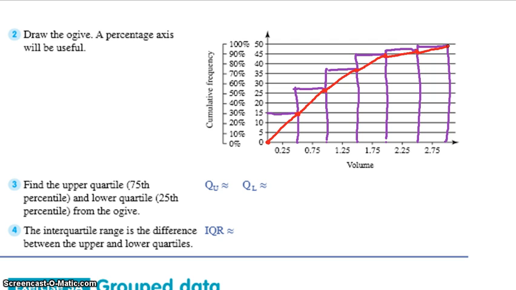It is important that you use a ruler when doing the ogive. It is also important that your graph is accurate. Why? Because we are going to be reading data off your graph, off your diagram, and off your ogive. So if they're not accurate, your results will not be accurate. Does that make sense?